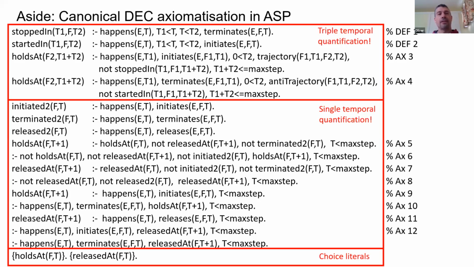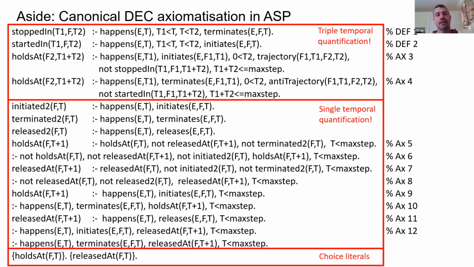The important thing here is that the formalization of trajectories involves triple time quantification once you expand the definitional shortcut of stopped in, started in. And this leads to very poor scalability in ASP tools, which leads to high grounding size and slow solving time.